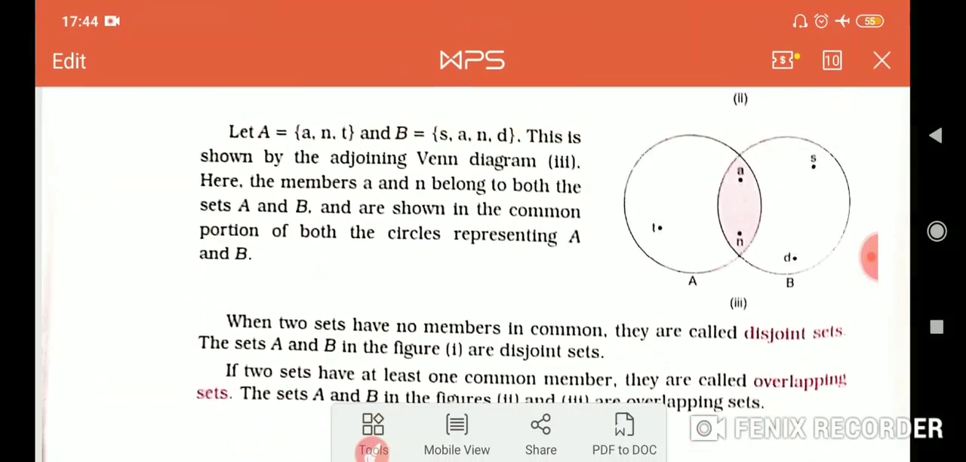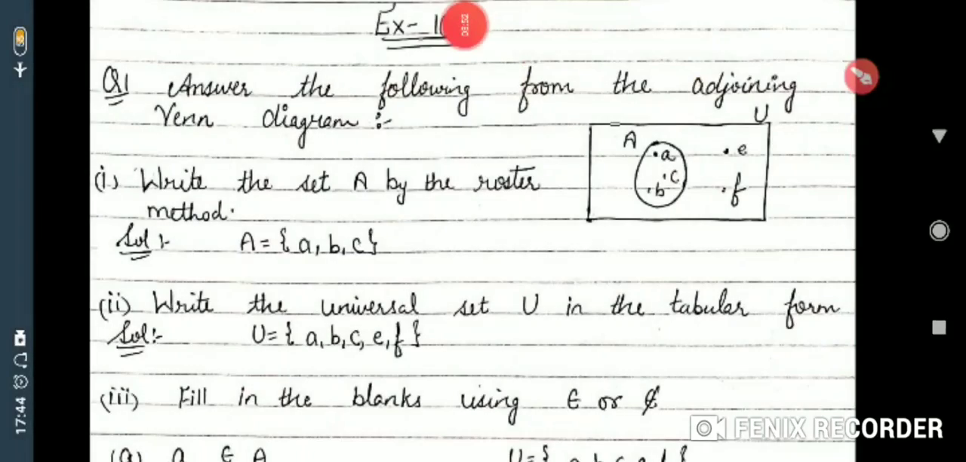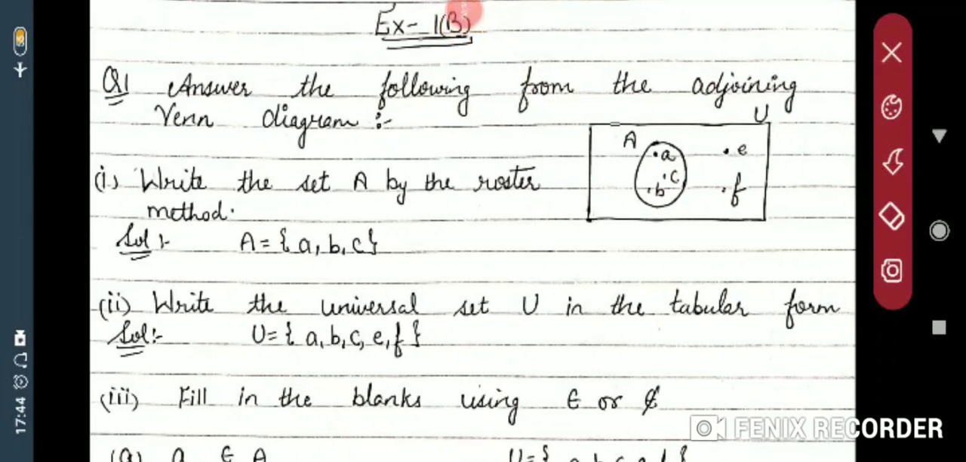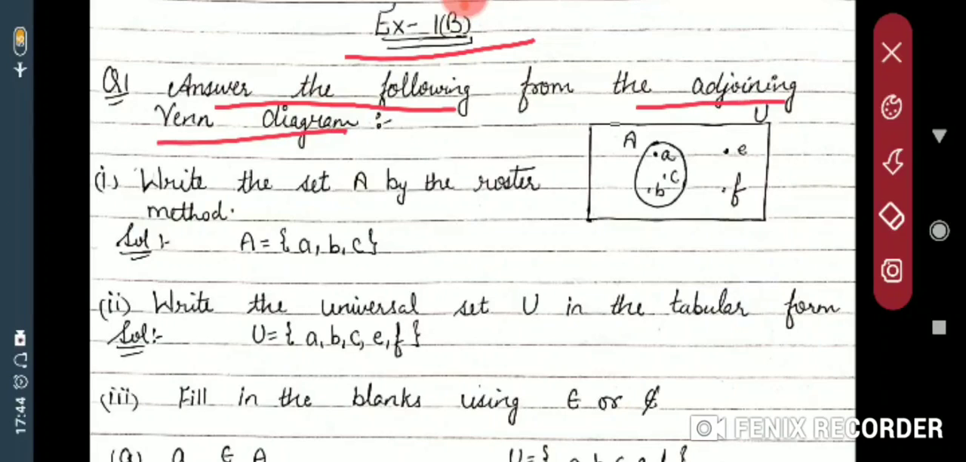Now I will explain this through some sums. Exercise first B, first question. Answer the following from the adjoining Venn diagram. In this question, this Venn diagram is given. You have to answer according to this diagram. Just see, the universal set is given. What are the elements inside the universal set? A, B, C, E and F. And what are the elements of set A? Only A, B and C.